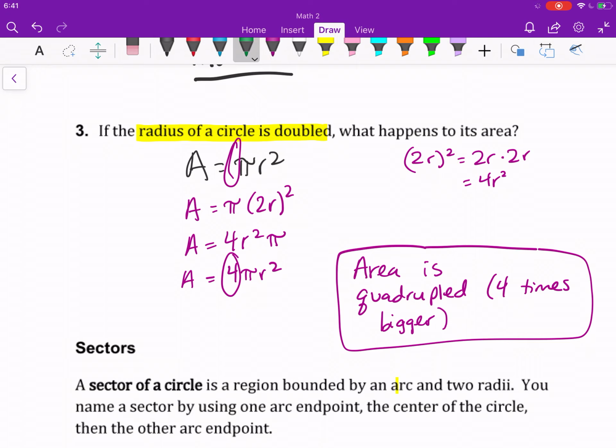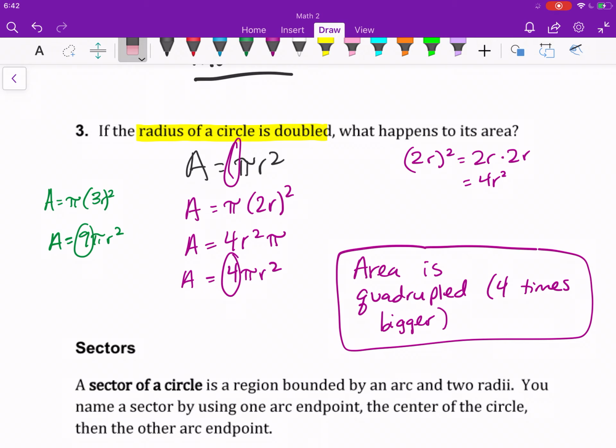Likewise, not that this is what the question's asking, but if I wanted to know the area of a circle where the radius is tripled, then your area would be pi times 3r squared. That would give you an area of 9 pi r squared, so it'd be 9 times bigger if you triple it. So kind of an interesting thing.